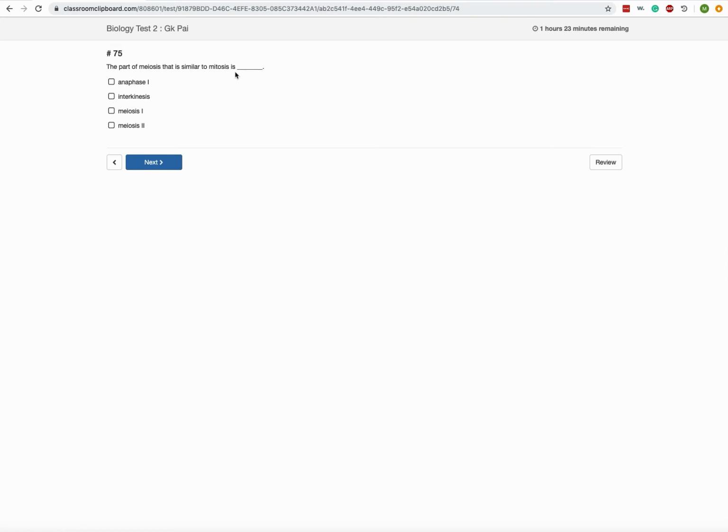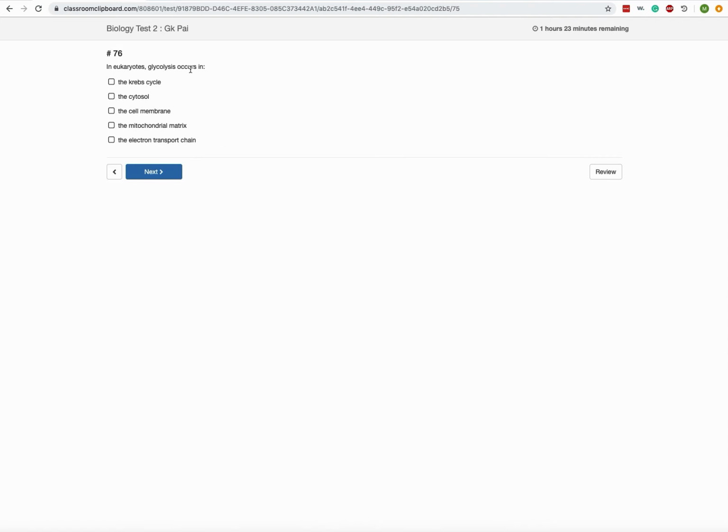The part of meiosis that is most similar to mitosis, well, that's referring to the sister chromatids, which separate in mitosis. This also happens in meiosis 2, because remember in meiosis 1, the homologous chromosomes separate.